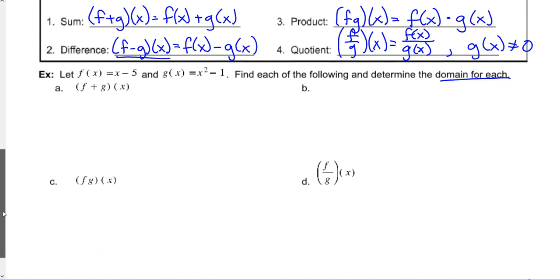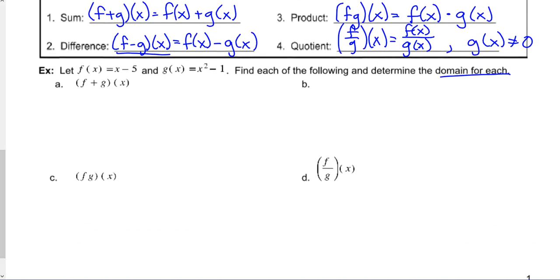And we are going to be asked to find each one. Whoops, that thing didn't get moved over. This is supposed to be the difference. Alright. We want to find each of these operations and then also discuss the domain for each one. Alright, so here's f and here's g.